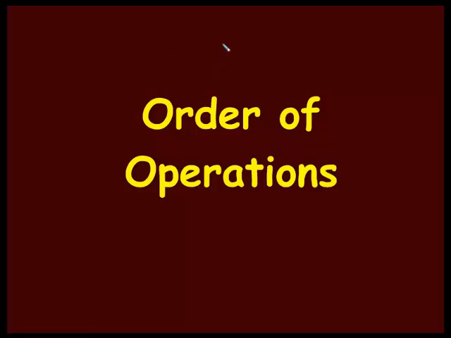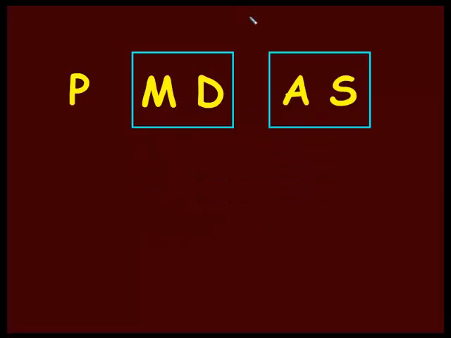In this video, we're going to be talking about order of operations. Your four operations are division, multiplication, addition, and subtraction. When we're thinking about the order of operations, it's important that we remember what comes first, then next, and last. So we have an acronym, PMDAS, to help us remember that.